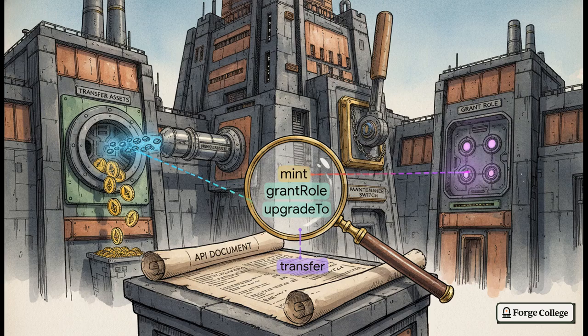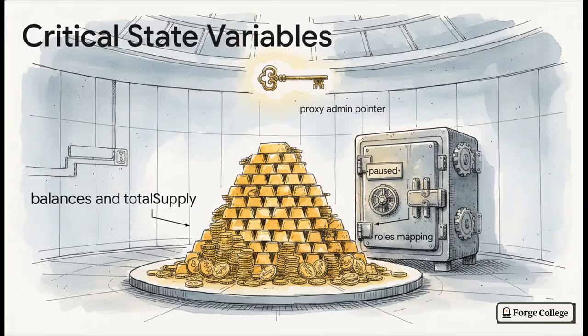We see transfer, which is an asset movement door. We spot mint, an asset entrance door. There's grant role, a lock management door. And then we see upgrade 2. Now that is a massive maintenance switch that could literally replace the entire vault with a cardboard box if a bad actor manipulates it.